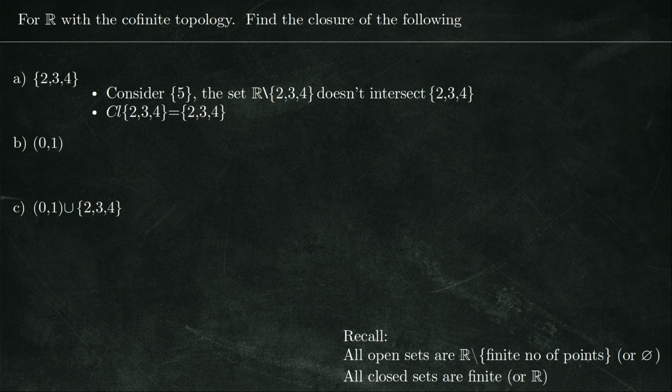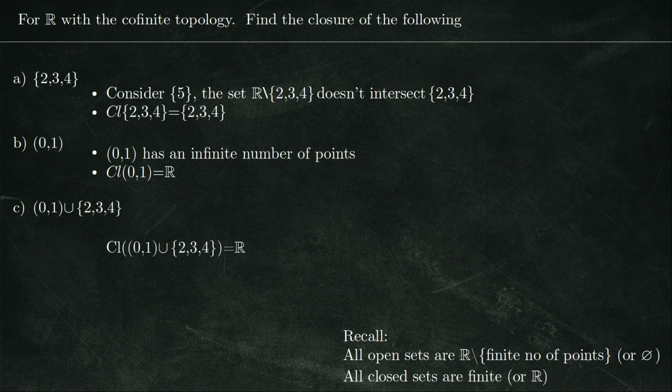Okay, let's have a look now at [0, 1]. Well, firstly, even though this is a finite interval, it does still contain an infinite number of points. And so therefore the closure is the total real line. If we take any point, even if we remove a finite number of points from the real line, well, that set is still going to intersect [0, 1] an infinite number of times. So therefore, every single point is in the closure. And then similarly for the last one, the closure of this is just the real line.